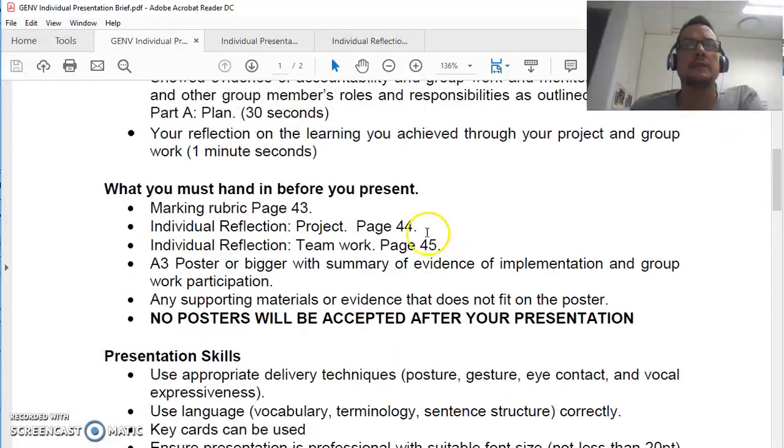So what do you have to hand in when you present? You have to hand in the marking rubric, your individual reflection for the project, and your individual reflection for teamwork. And we want on that A3 poster or bigger, a summary of all evidence of your implementation and your group work participation. You may also include any supporting materials that do not fit on the poster.